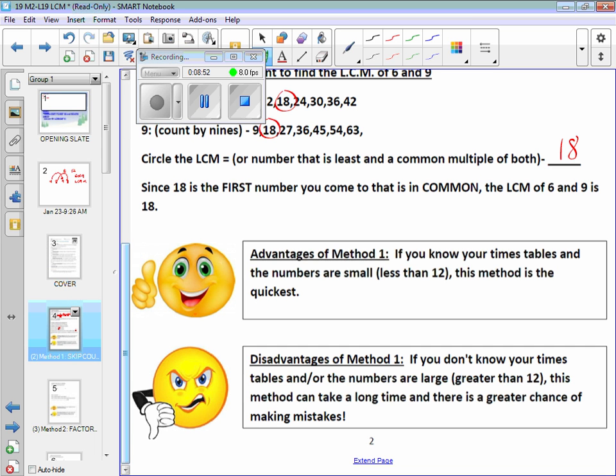If you know your times tables well, go for it. I tell my students, if the numbers I'm asking you to find LCM for are 12 or less, like 6 and 9, try to use skip count because I think you can do it. If I ask you, for instance, 17 and 18, it's a little difficult to start counting by 17s. It gets a little tricky. There's another way that you can do it. Now we'll go to method 2.